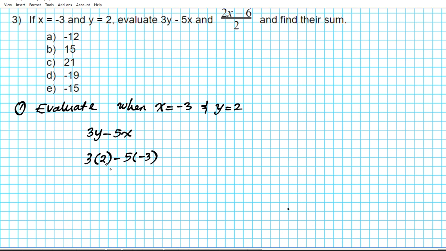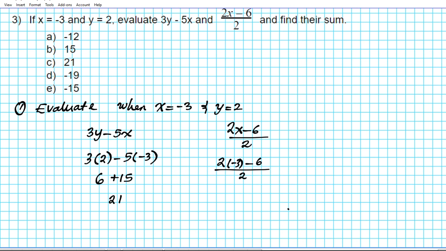So 3 times 2 is 6. -5 times -3 is positive 15. When you add these two numbers together, you get 21. Now for the expression (2x minus 6) over 2, we're simply going to substitute x equals -3 here. So that gives us (2 times -3 minus 6) over 2.